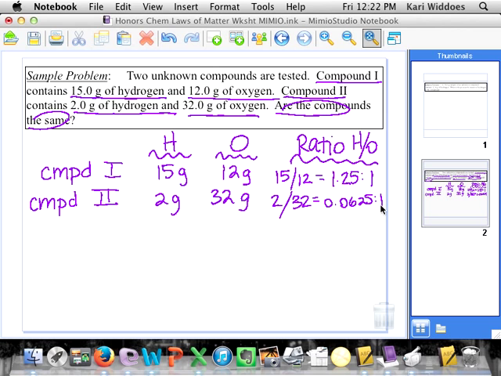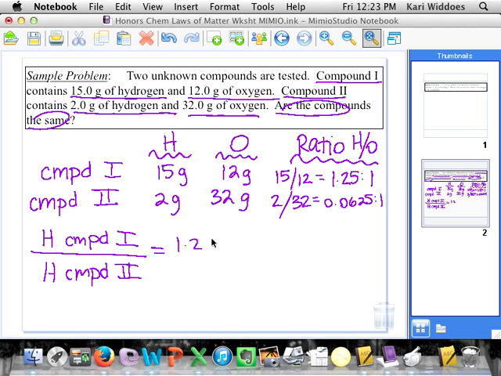So the only two we're going to compare now is what to what? The hydrogens, right? So I want to look at the hydrogens in compound 1 compared to the hydrogens in compound 2. Now again, would it matter if I did the reverse? Compound 2 into 1? No. So I'm going to do 1.25 divided by 0.0625, and I'm going to get about 20 to 1.